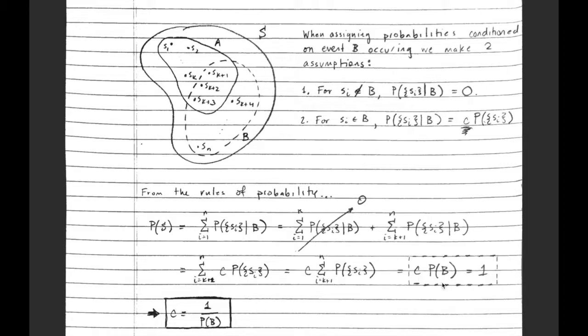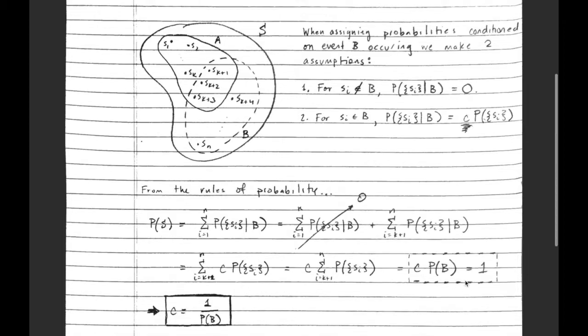So I get c times the probability of B, and because this whole thing was originally equal to the probability of the sample space, I have c times the probability of B is equal to 1. So then I can divide through and solve for c being equal to 1 over the probability of the given event. So now I know what that scaling multiplier needs to be up here in assumption 2.